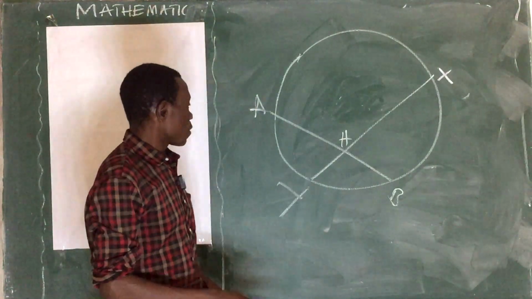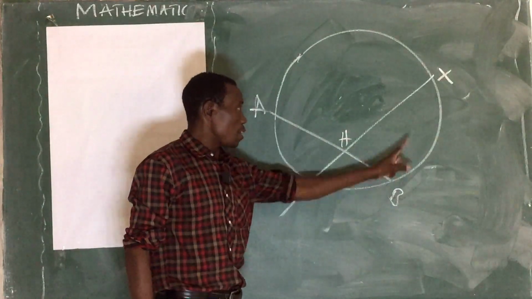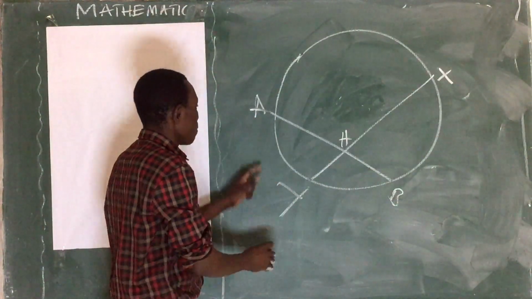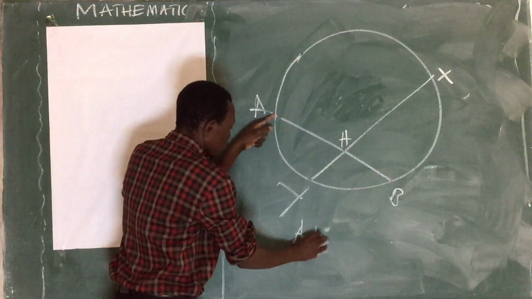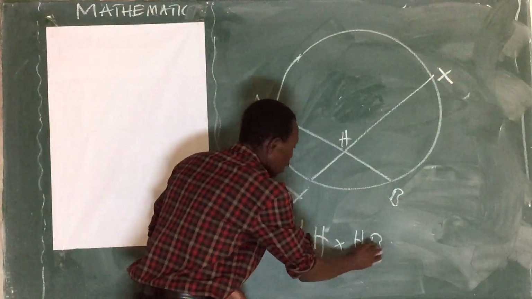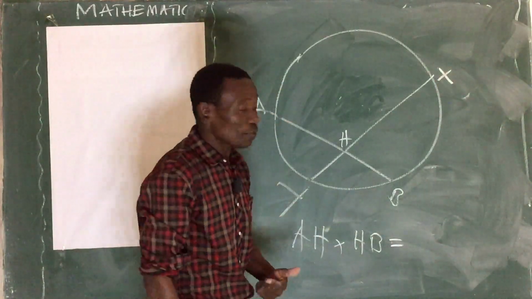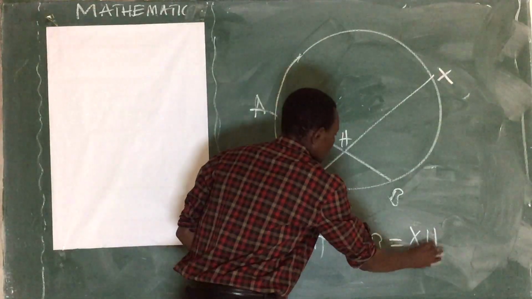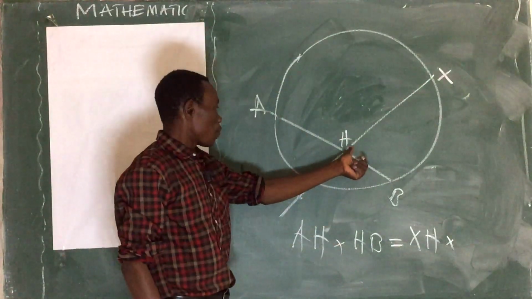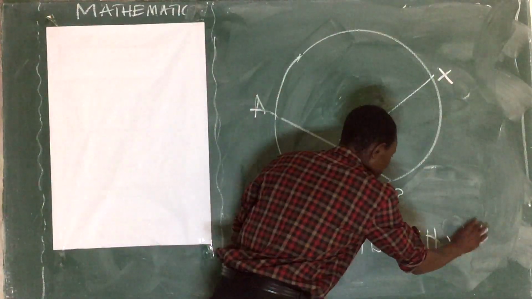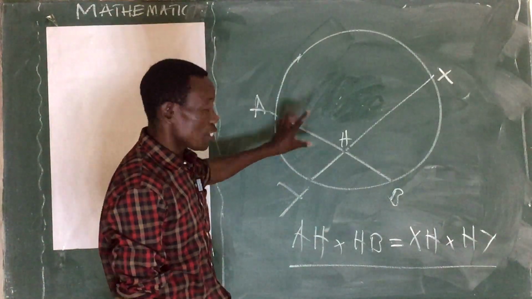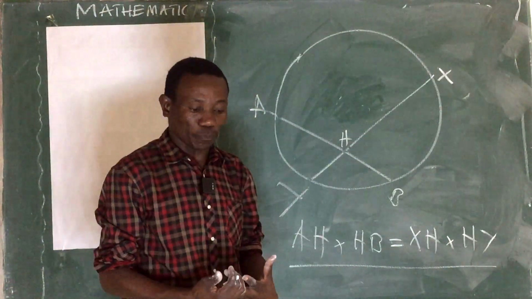So we saw the relationship that exists between this chord AB and XY as they intersect: the part AH multiplied by the part HB is the same as XH, this distance from there up to here, multiplied by the distance from here up to that, HY. This comes in by similarity. That is chords intersecting inside the circle.